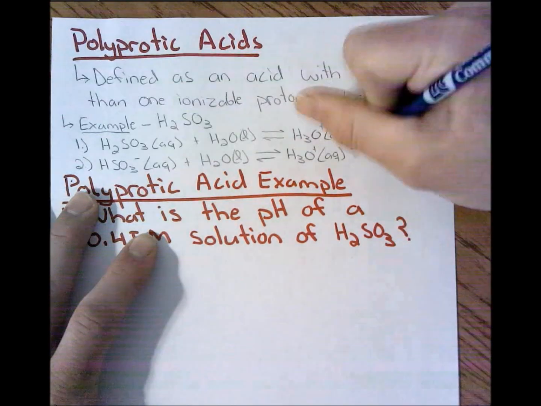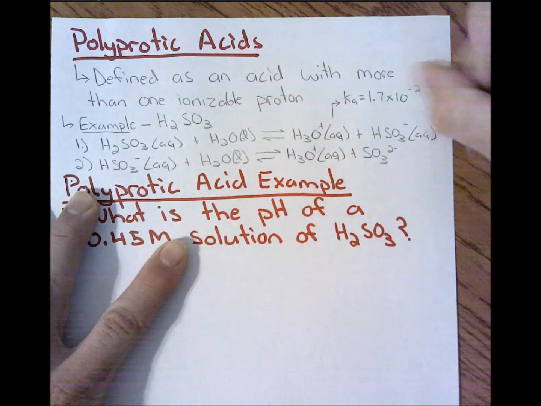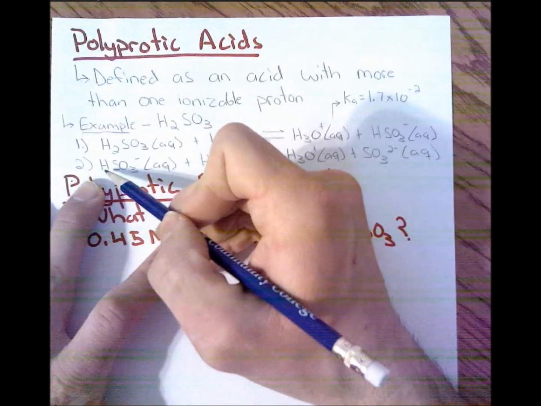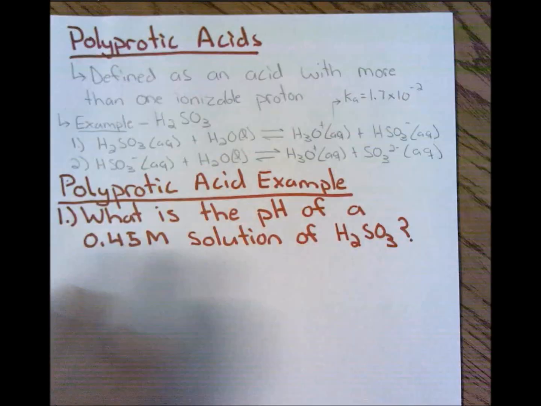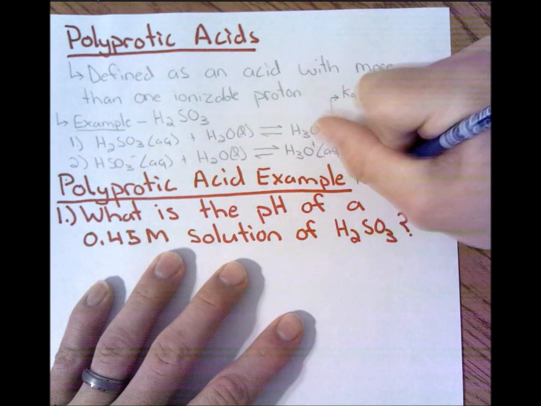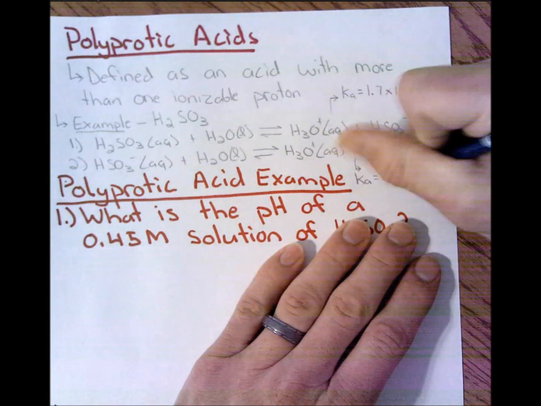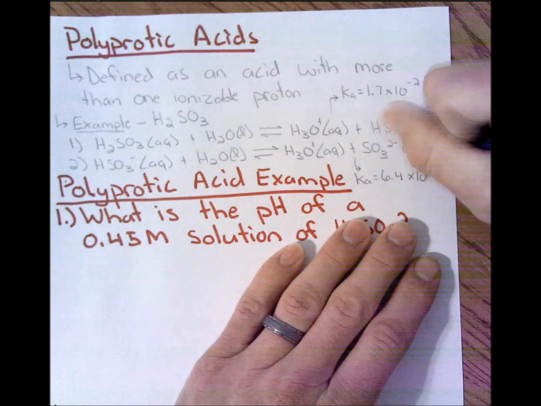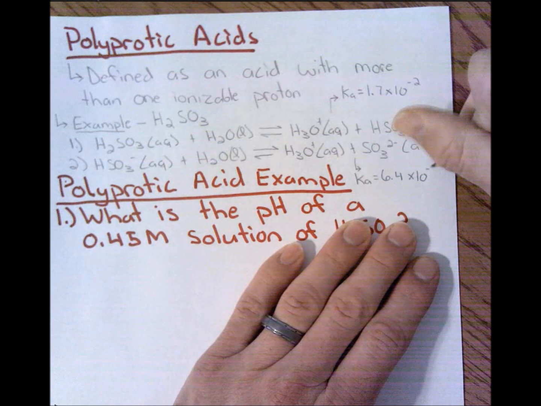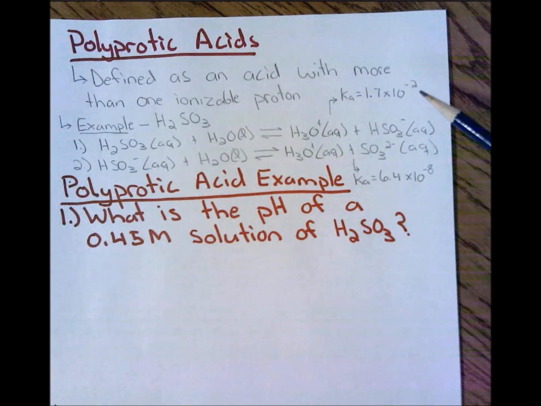Now again, I'm running out of room here, and so our Ka for this second part here is equal to 6.4 times 10 to the negative 8th. So a couple of things. Notice how much bigger this first Ka is compared to the second Ka. So as you lose progressive H's of a polyprotic acid, it's going to get weaker and weaker and weaker.